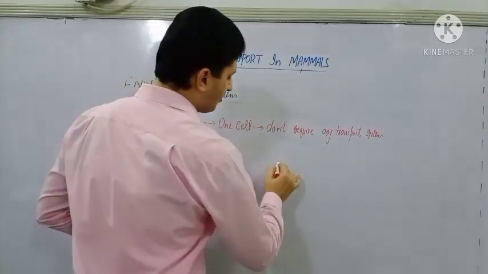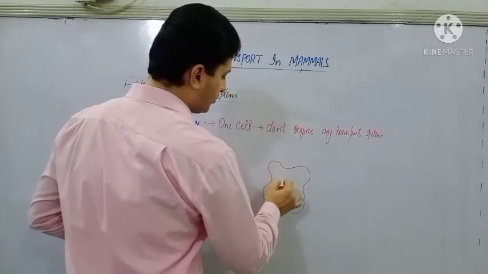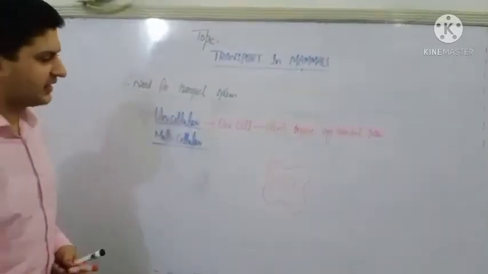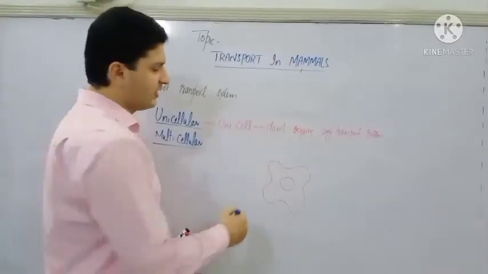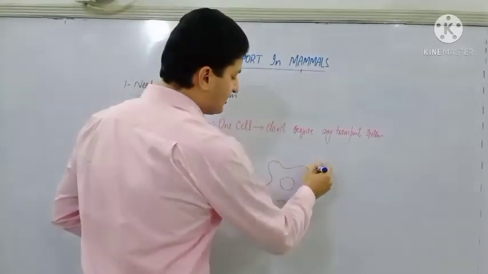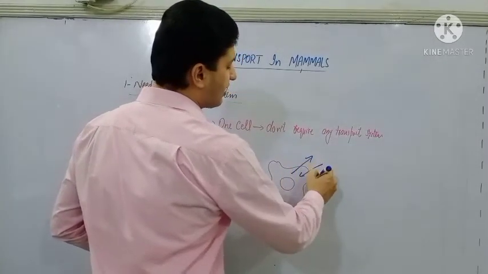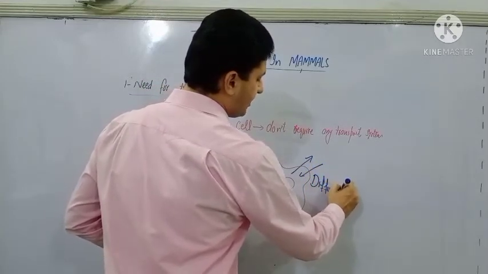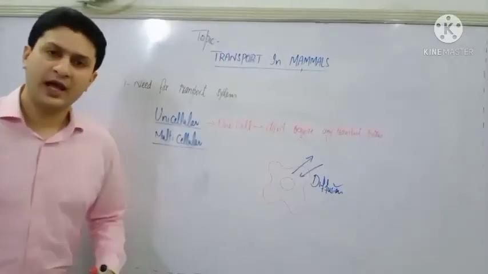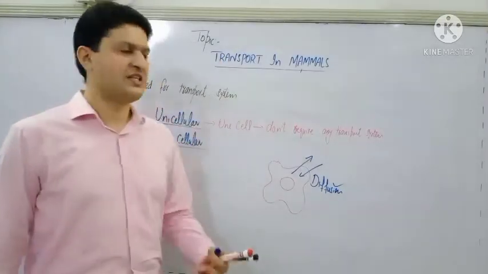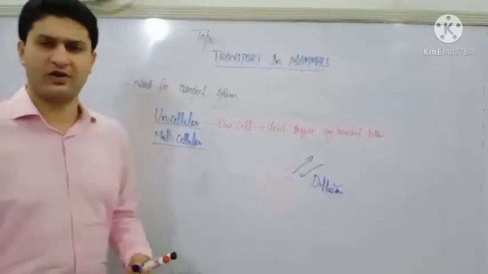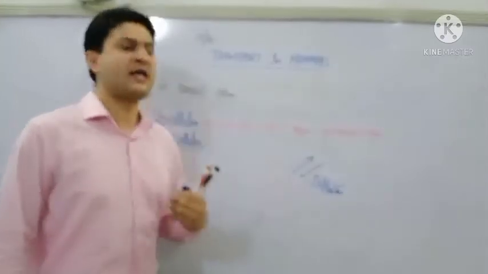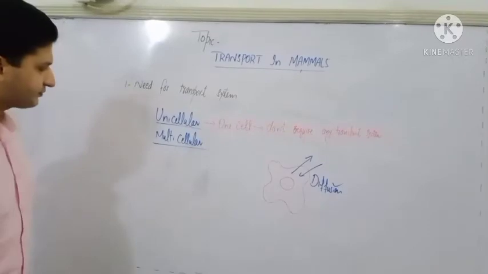For example, if we talk about amoeba, you have already studied this unicellular organism in detail. Amoeba has a single cell and materials move in and out of its body with the help of diffusion. So diffusion plays a major role in the transportation of materials in unicellular organisms, because unicellular organisms do not require any proper transport system.